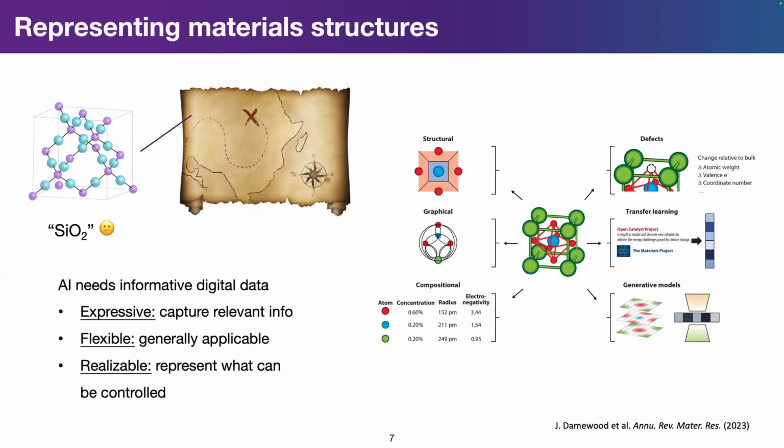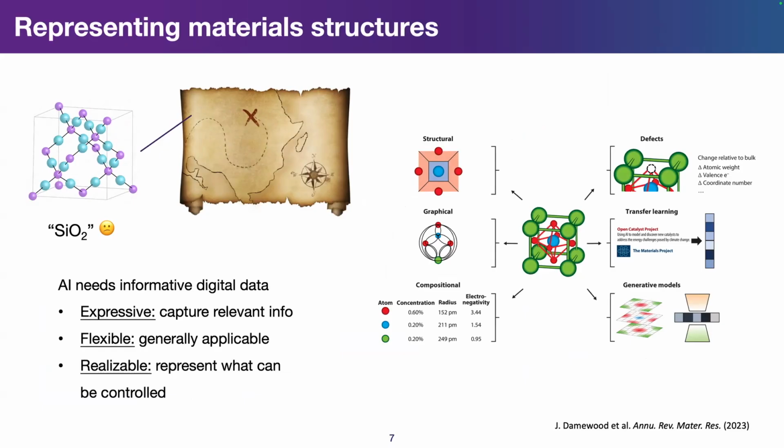So let's first see data representation. If we view the material design space as a map, a point on this map is not a single point. It's a material with its complex structure. For example, this silica structure shown here.